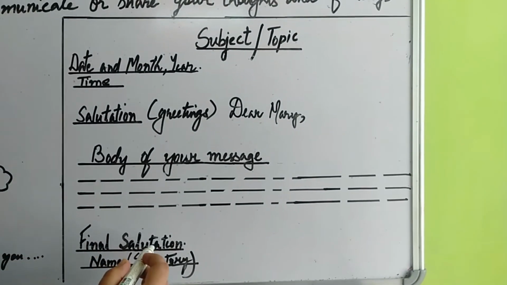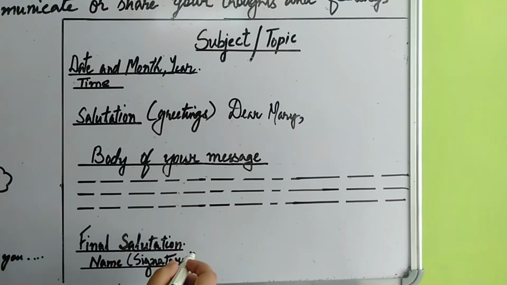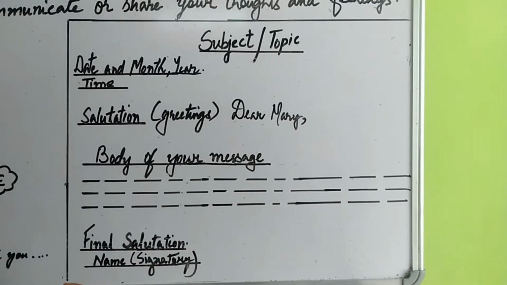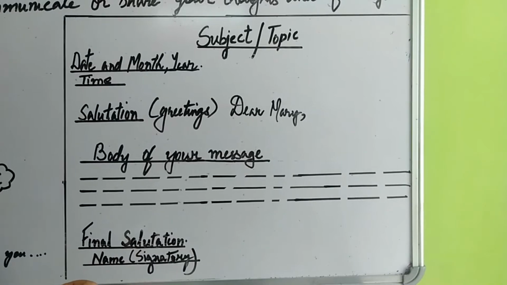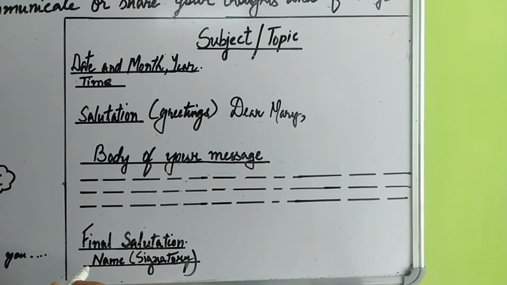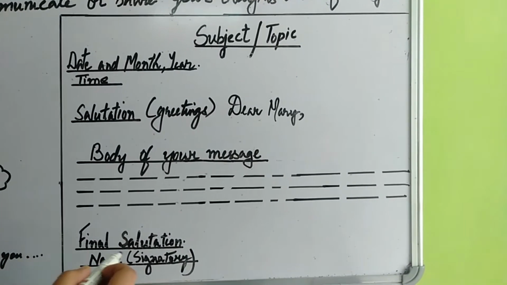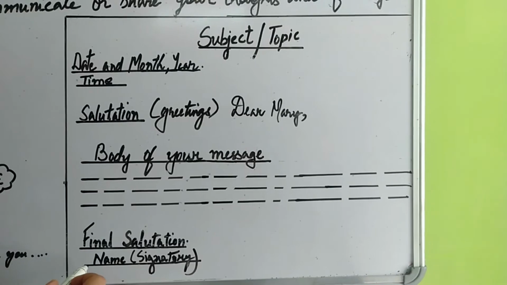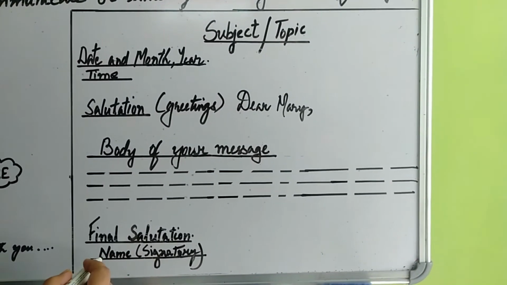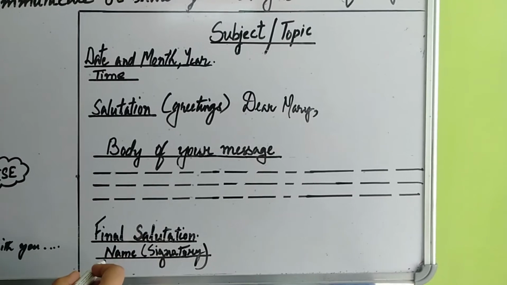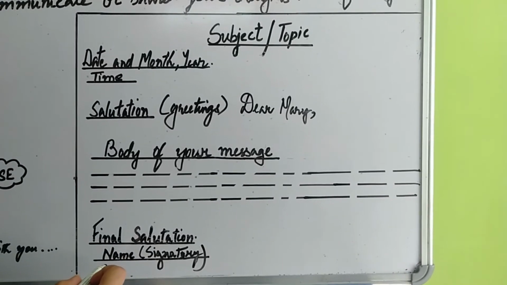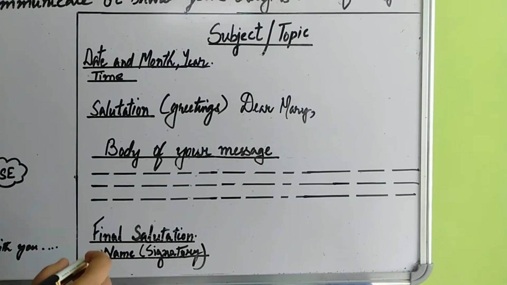Your final salutation is what? Your loving friend, you can write, give a comma, or your daughter, you can give a comma. And after that, just below that, you give your signatory, that is your name. Whoever is writing the message, he or she has to mention the name. Okay, this is the format of message writing.